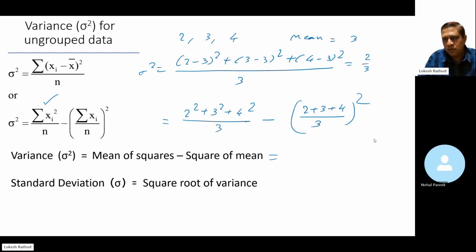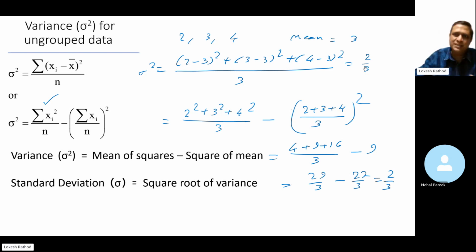Everybody? So if you use this, that is 4 plus 9 plus 16 over 3, minus 9 over 3, that is 3 square, 9. So what you get is 29 over 3 minus 9, which is 27 over 3, so you get 2 over 3. Both the formulas are the same. One formula can be easier in one case, another formula easier in another case. Got it? And standard deviation is the square root of variance.